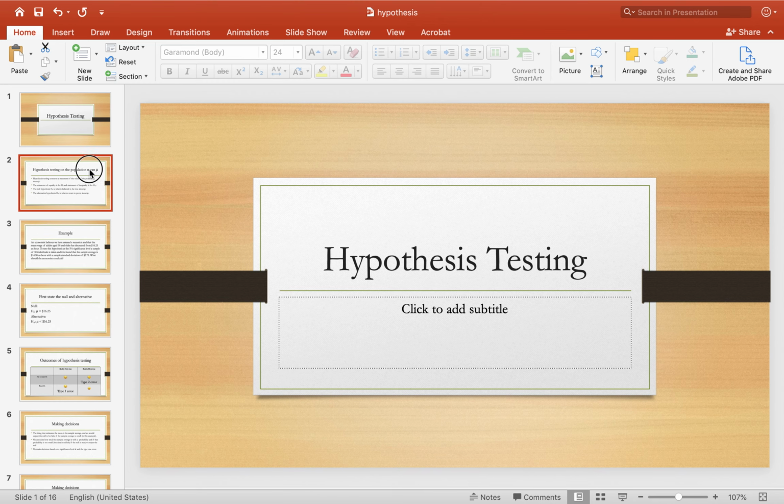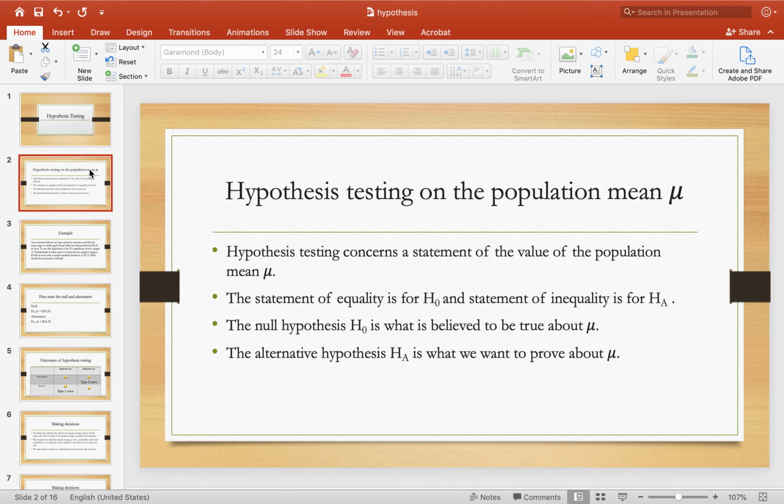So hypothesis testing, the first thing that we're going to talk about is hypothesis testing on a population mean mu. Okay. This is slightly out of order from the presentation in your textbook, but that's okay. We will cover all the same material regardless.